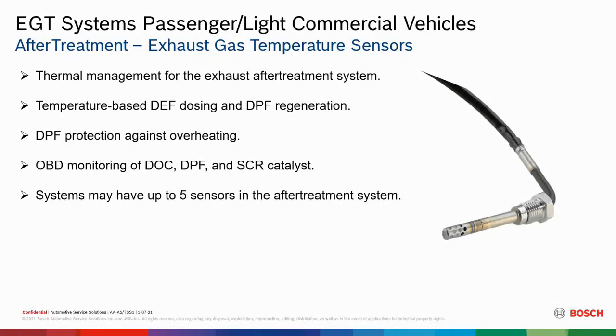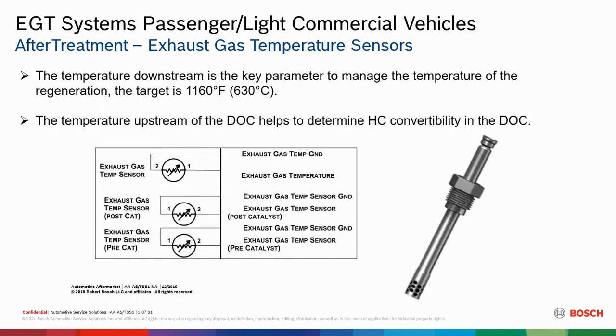Go back even further. They may have even started with 1, I guess, in some cases. But the temperatures downstream for the key management for the thermal system for regeneration as well as SCR target is about 1160 for the average vehicle. So somewhere between 11 and 1200, I guess we can say. The temperature upstream of the DOC helps to determine HC convertibility in the DOC itself.